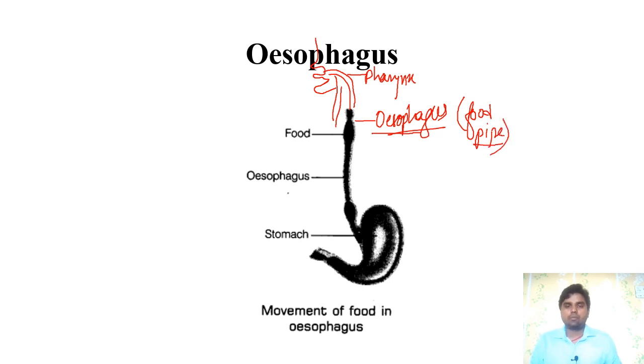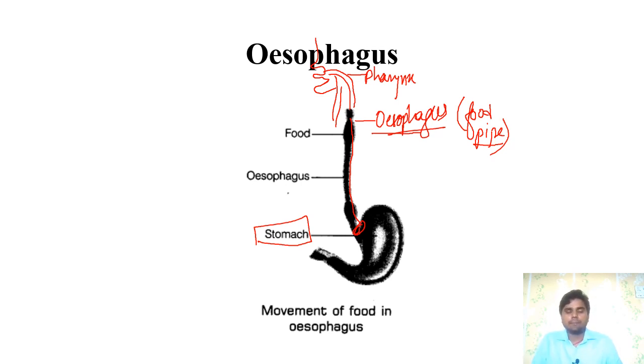Okay, and we can see where it terminates. So this organ is stomach. So oesophagus ends in stomach. So we can see here that the food which comes from the pharynx goes through the oesophagus. This is a long path and it enters into the stomach.